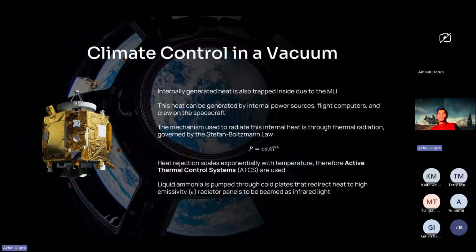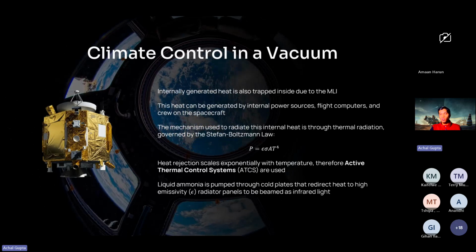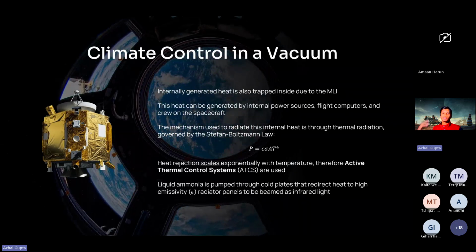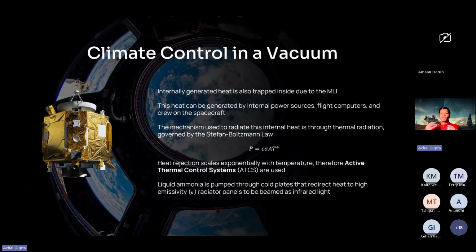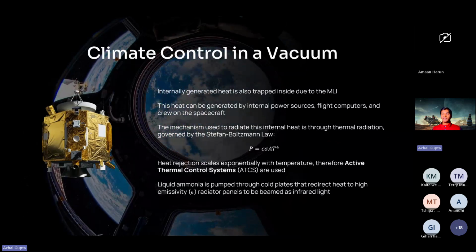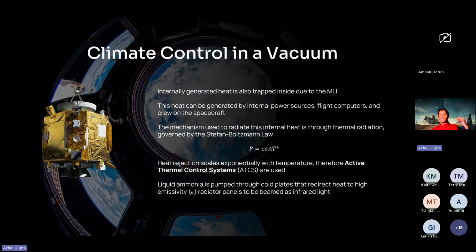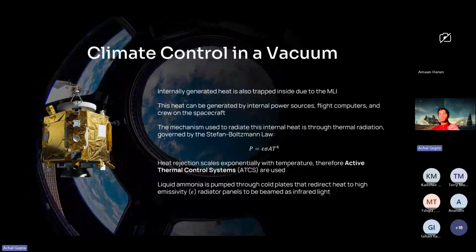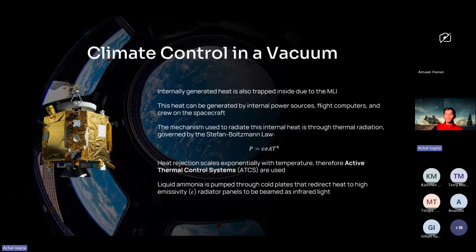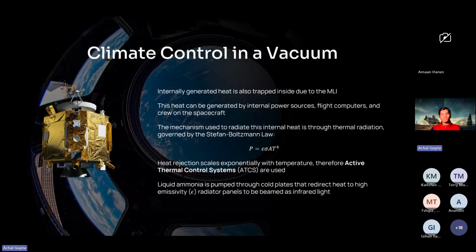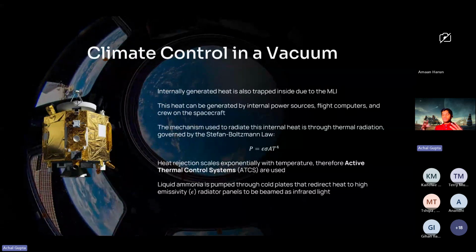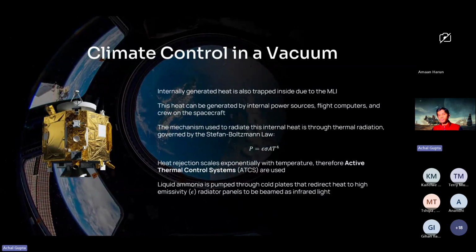Now, this heat rejection is done using the Stefan-Boltzmann law. Essentially, we're using the principles of radiation. We have liquid ammonia pumped through cold plates called radiators, and they radiate the heat from inside the craft into outer space. Then that liquid ammonia flows back and cools the craft from the inside. And obviously you can control that to govern the internal temperature of your spacecraft or space probe.